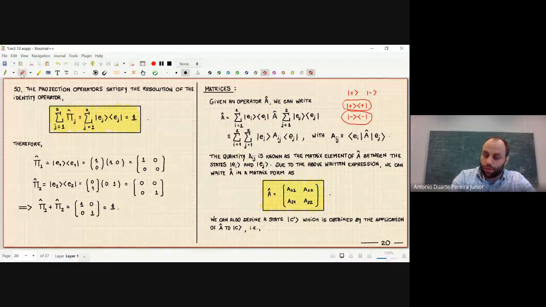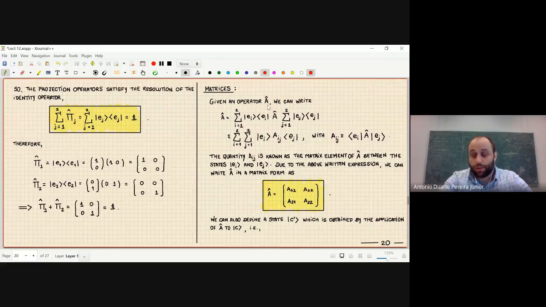Okay, so let me return to the matrix, or to the operator A hat. I'm going to do a trivial thing. Assume that you have an operator A. It is true that this operator A is the same as the identity times A, right? If I take a matrix A and multiply it by the identity from the left, this will give me the same matrix A, right?